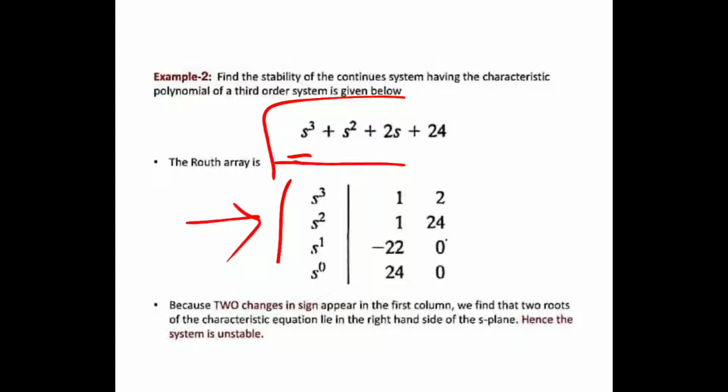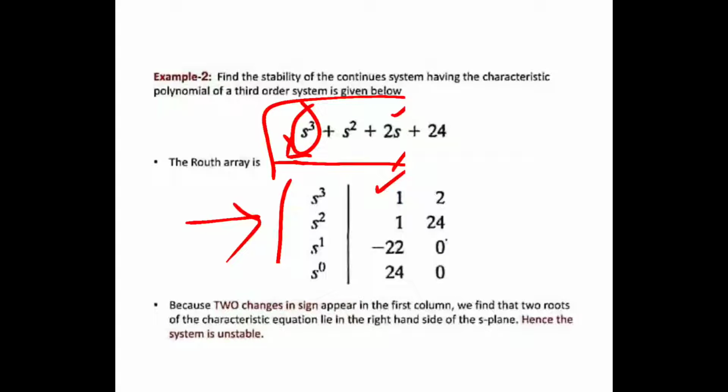Then the s cube row and the s square row, these two rows of the Routh array are always directly determined from the characteristic equation. The coefficient of s cube is 1, and the s raised to 1 coefficient is 2. So the odd-power coefficients go in the first row: the s cube coefficient 1 and the s raised to 1 coefficient 2 are written in the first row.